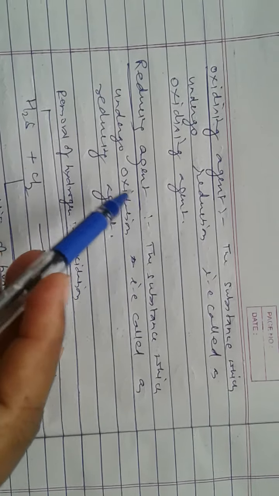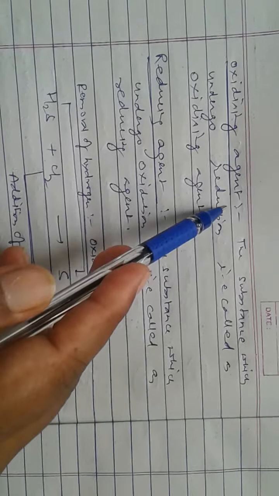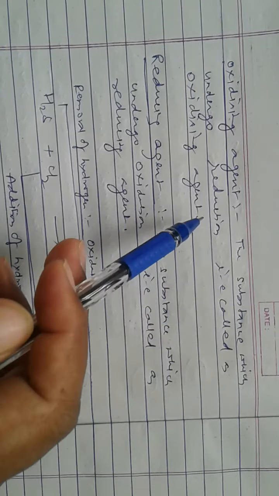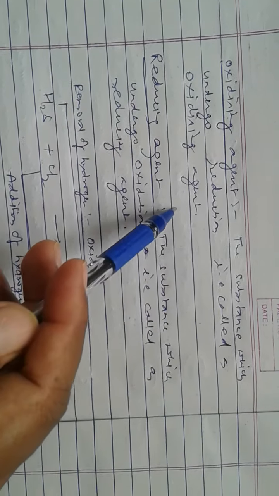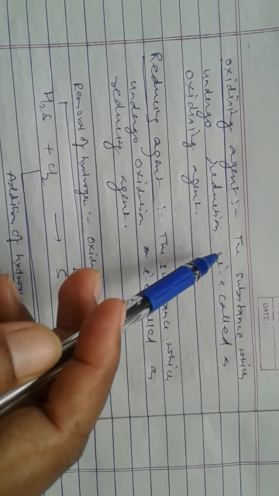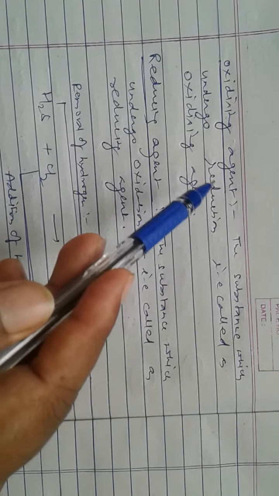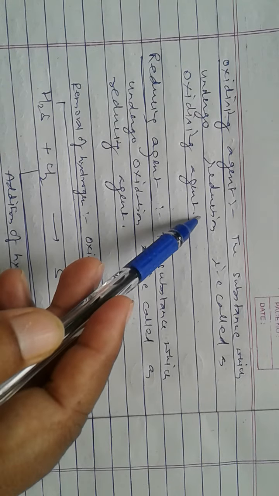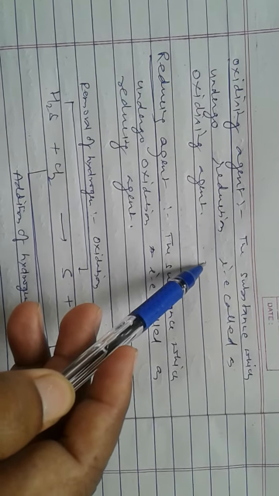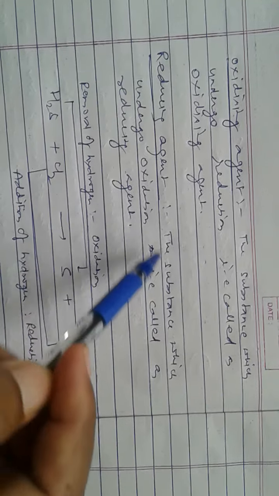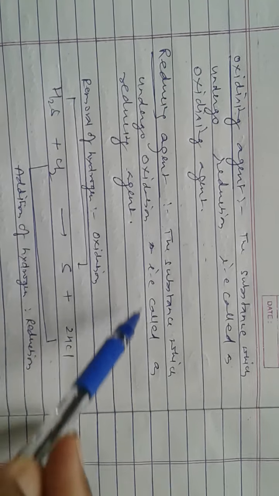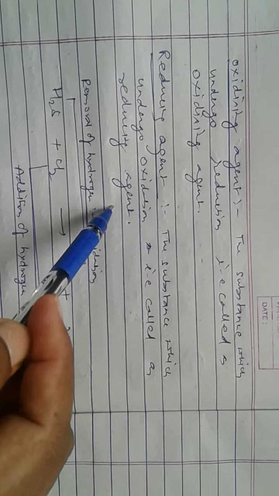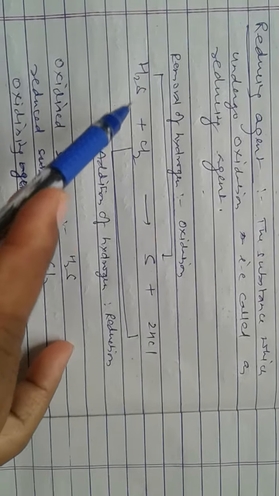Similarly, another topic is oxidizing agent and reducing agent. Oxidizing agent means the substance which undergoes reduction. During a chemical reaction, the substance that participates in reduction is called oxidizing agent. Similarly, reducing agent is the substance which undergoes oxidation. Let us understand it by one example.